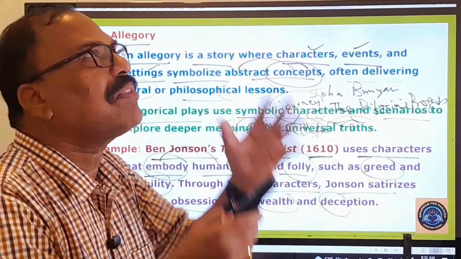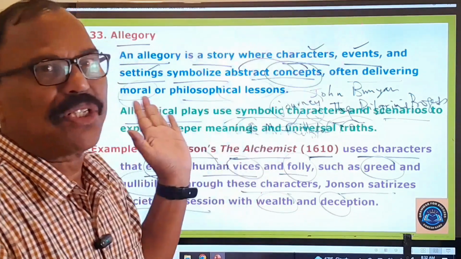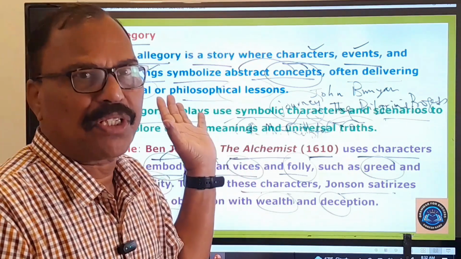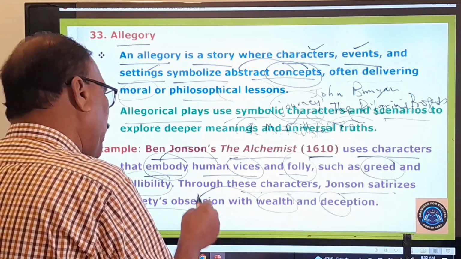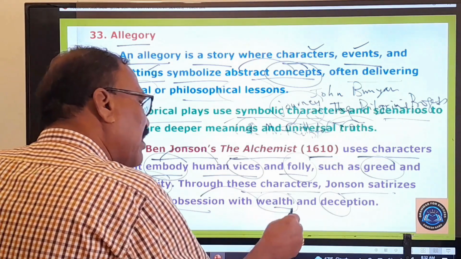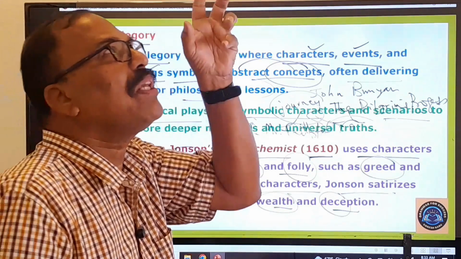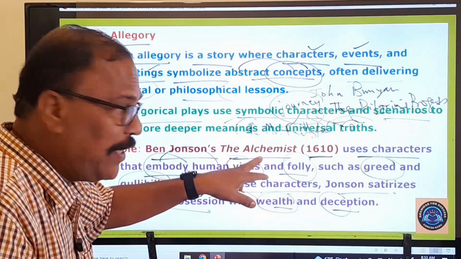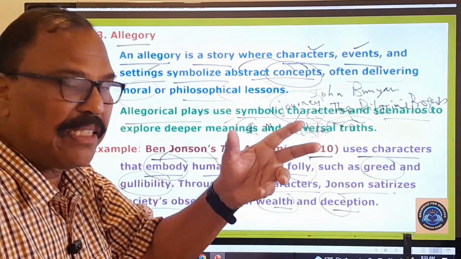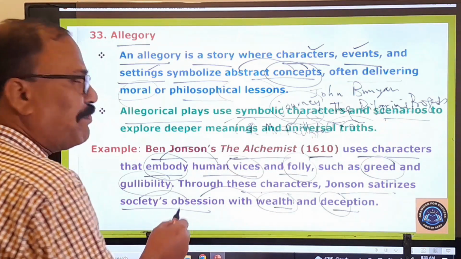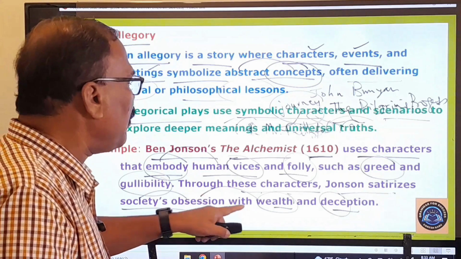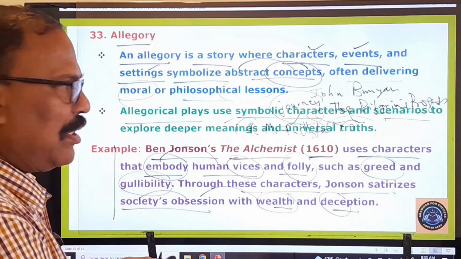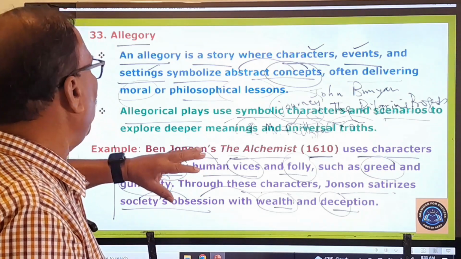Obsession means always thinking about something. That is called obsession. So in those days the people were obsessed with wealth and deception. They were always thinking about wealth. They were always thinking about deception. So in this story, Ben Jonson satirizes the society's obsession, the people's obsession with wealth and deception. So it is a very interesting book, and this is a good example for allegory.